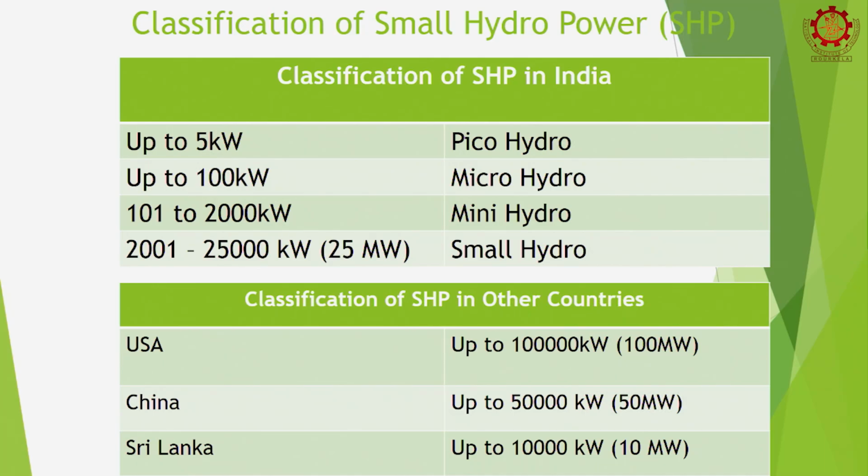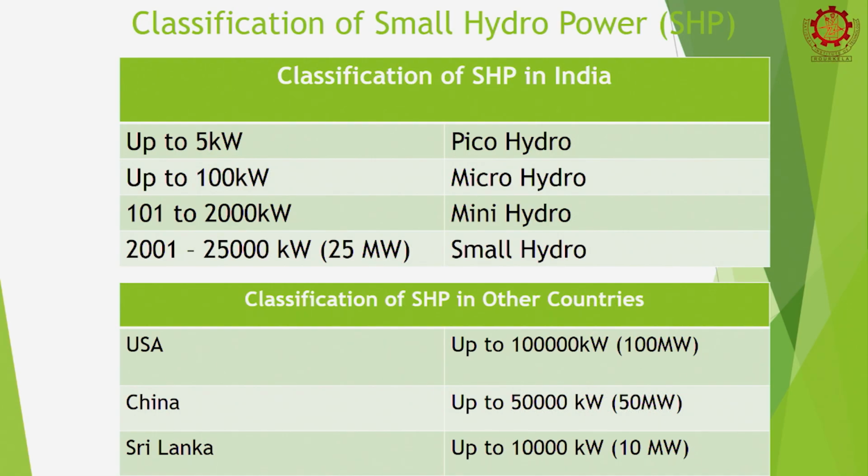Some classifications used in India: up to 5 kilowatt projects are sometimes classified as pico hydro, from 5 up to 100 kilowatt micro hydro, 100 to about 2000 kilowatts mini hydro, and up to about 25,000 kilowatts small hydro. But there are no hard and fast rules about this. There are no IEC standards or BS standards saying this is the classification. So, it is a country dependent classification.